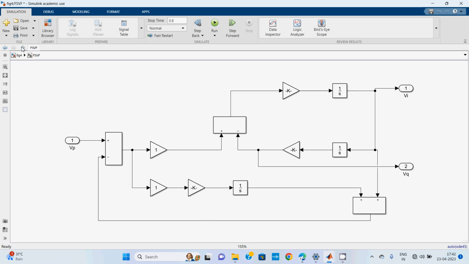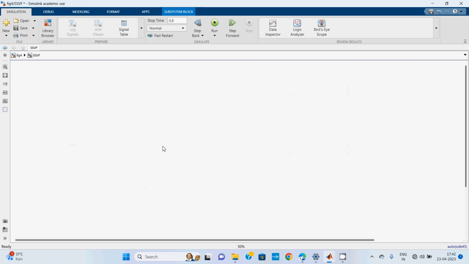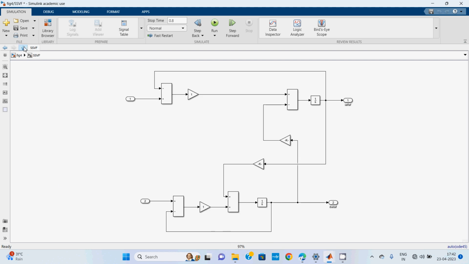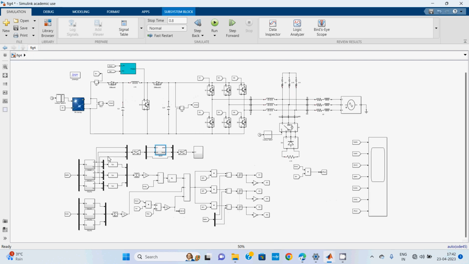I just open this control strategy, and here also. So these are the estimators. Estimators can separate the fundamental components from the harmonic components, and these are the controllers too. This process is similar for every design. Again, we don't need to discuss all these things, but it is similar for every case.